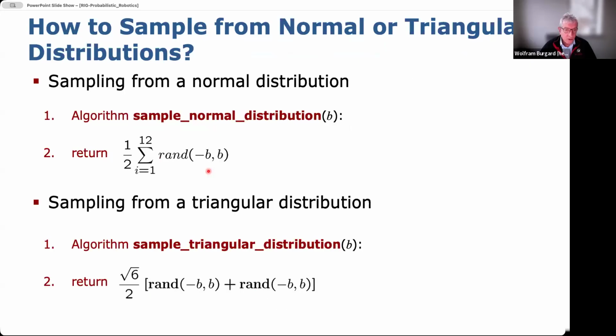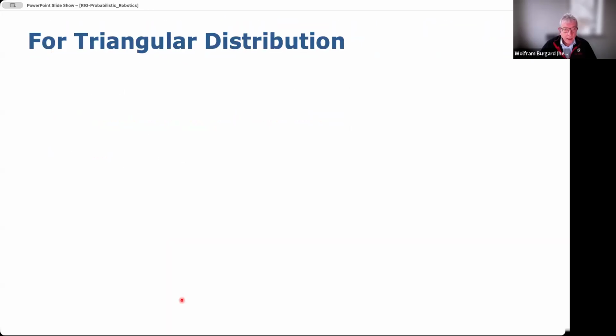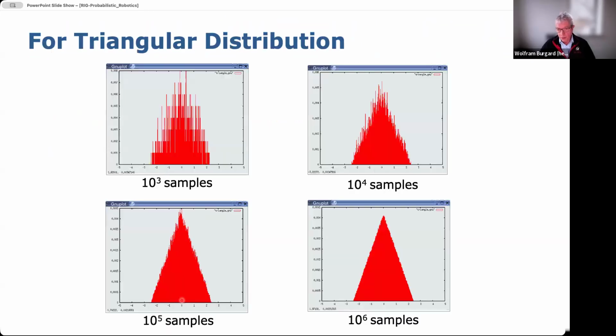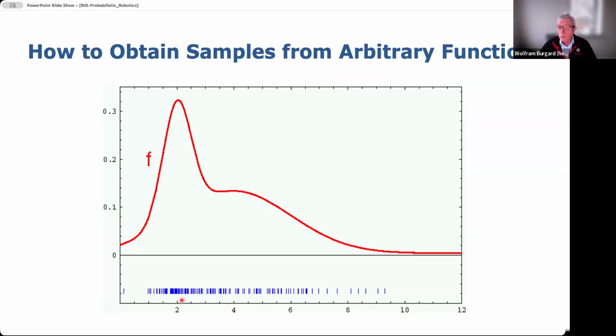But there are also ways to sample from a triangular distribution. You basically perform this function over here, which is also pretty efficient. Here are examples for the triangular distribution. But you can also sample from arbitrary functions. If I give you an arbitrary function, then there's a specific and interesting method that allows you to sample from this arbitrary function.